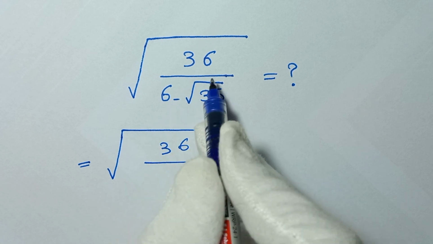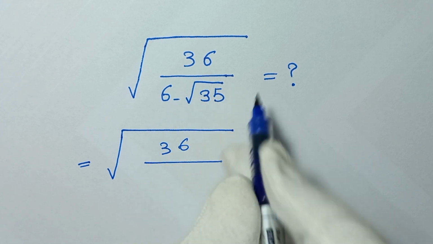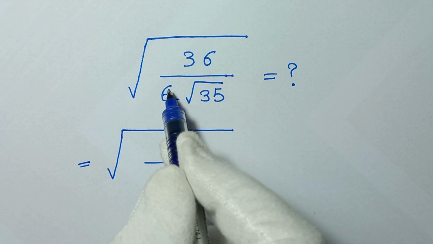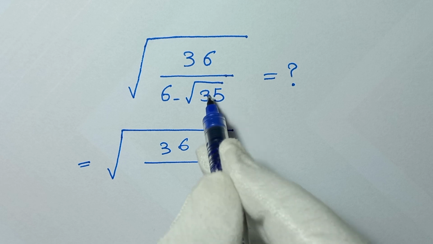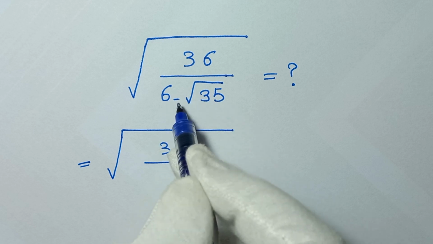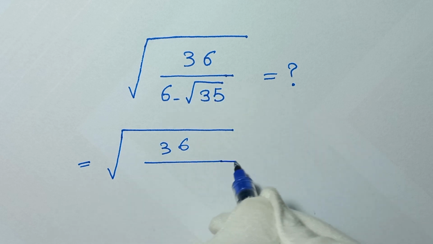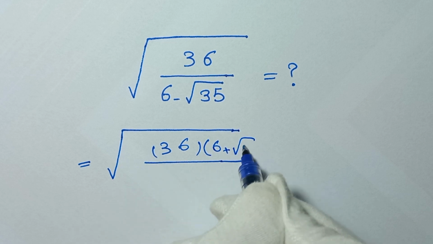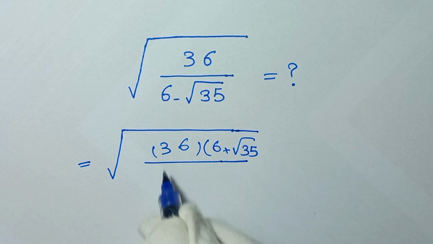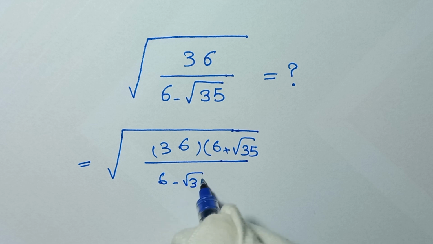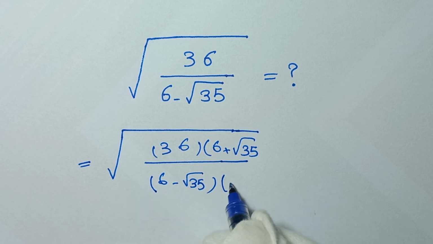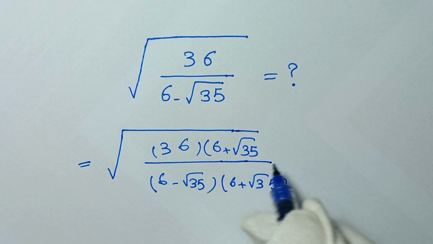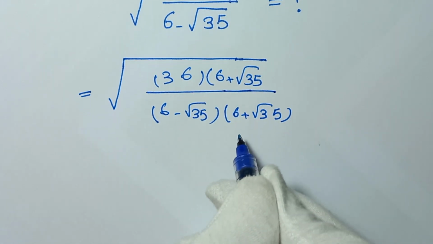Here we rationalize this fraction, and to rationalize it, we multiply the numerator and denominator by the conjugate pair. We have 6 minus the square root of 35, and its conjugate pair is 6 plus the square root of 35. So we multiply numerator and denominator by 6 plus the square root of 35. So here we have 6 minus the square root of 35 multiplied by 6 plus the square root of 35.